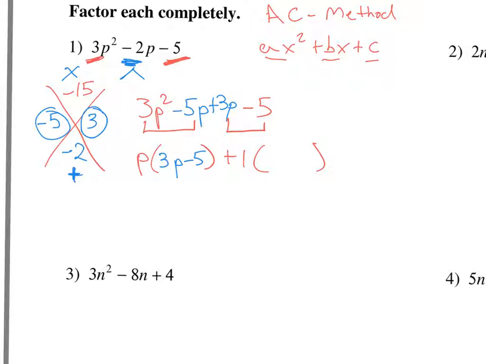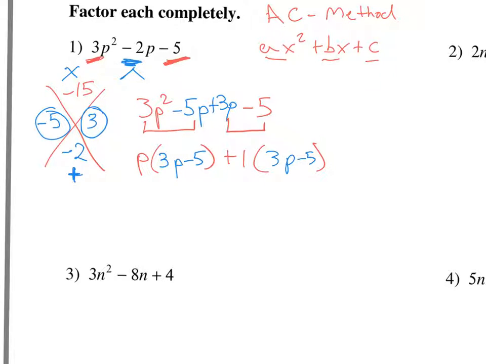And you could always check that by distributing, and when you distribute, you better get what you started with, right? So that works out nicely. And our other factor, we get 3p minus 5. All right, so let's go ahead and see what we could do next.